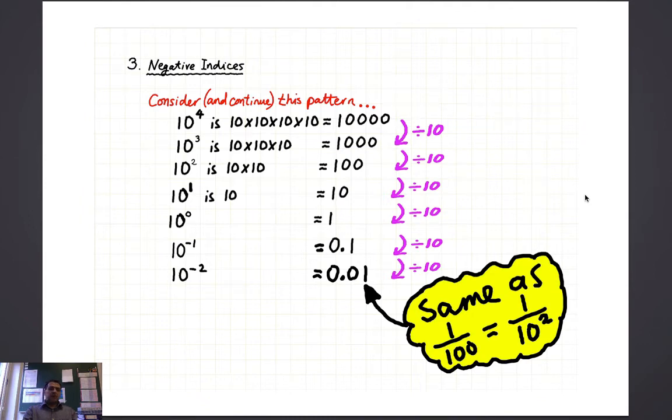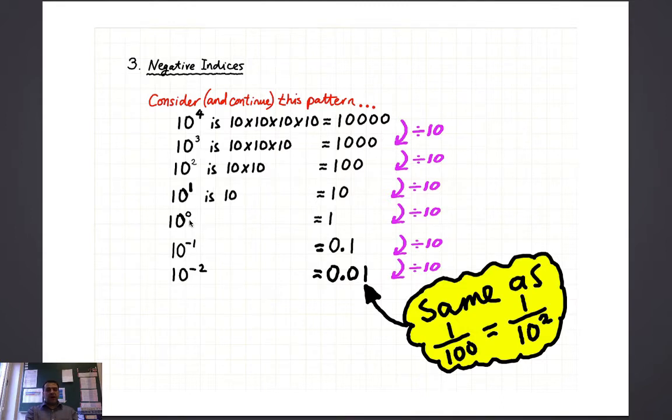So here's MYP2 Unit 2 Chapter 3. Previously we looked at a pattern that gave us a rule about the power of 0. So we looked at a pattern like this that said 10 to the power of 4, which is 10 times 10 times 10 times 10. 10 to the power of 3 is 10 times 10 times 10. And we saw how every time we went down one line in the pattern, we were dividing by 10.